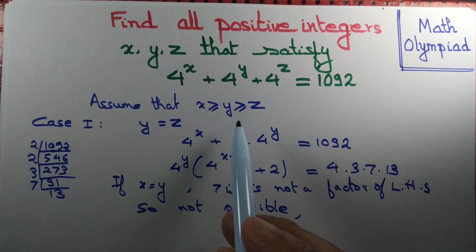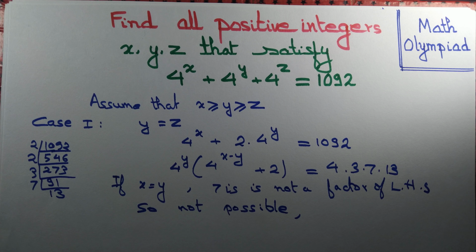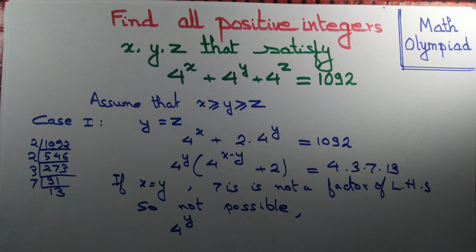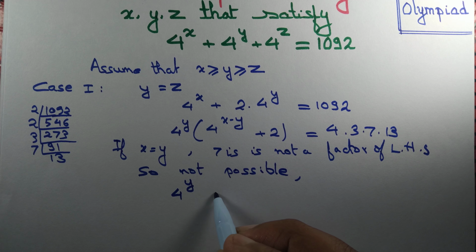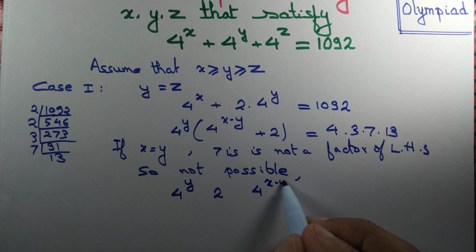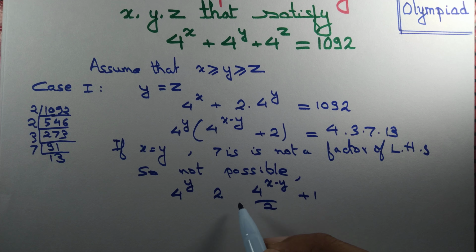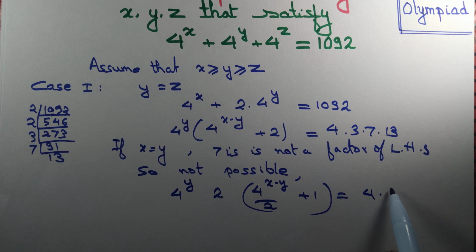We have assumed that x is bigger than or equal to y. If it is not equal, then it has to be bigger. So x is strictly greater than y. So this expression can be written as 4^y. When x is strictly bigger than y, you can take 2 common from this expression. So let's take 2 common, and you are left with 2 times 4^y times (4^(x-y)/2 + 1) equal to 4 times 3 times 7 times 13.